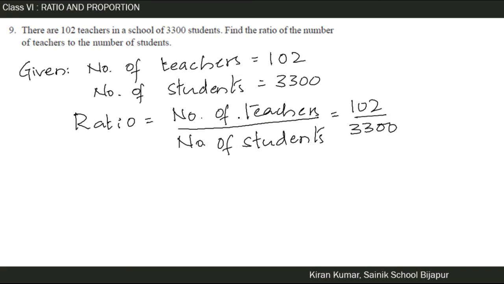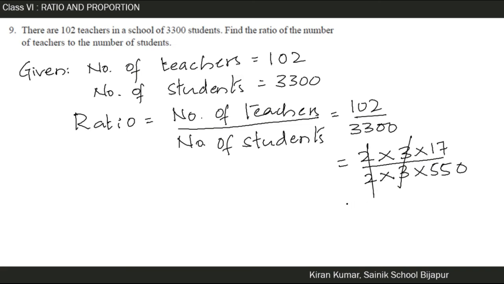This has to be simplified. We can simplify it like this. 102 is 2 into 3 multiplied by 17, and 3,300 is 2 into 3 multiplied by 550. 3 and 2 get cancelled. We get the required ratio as 17:500.